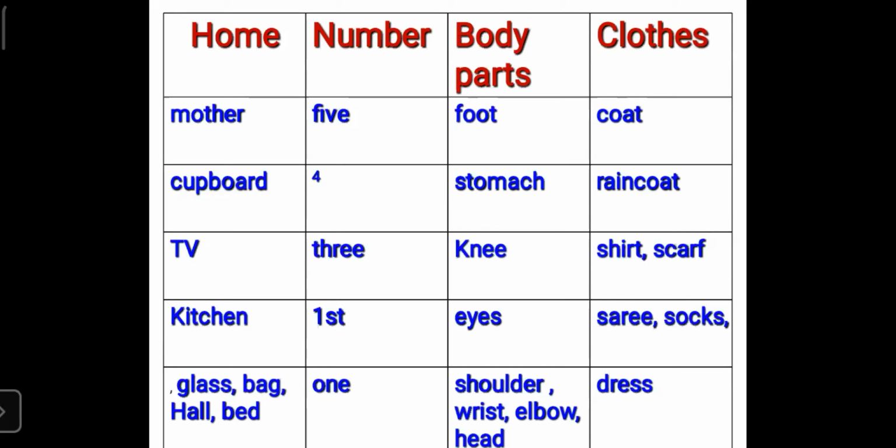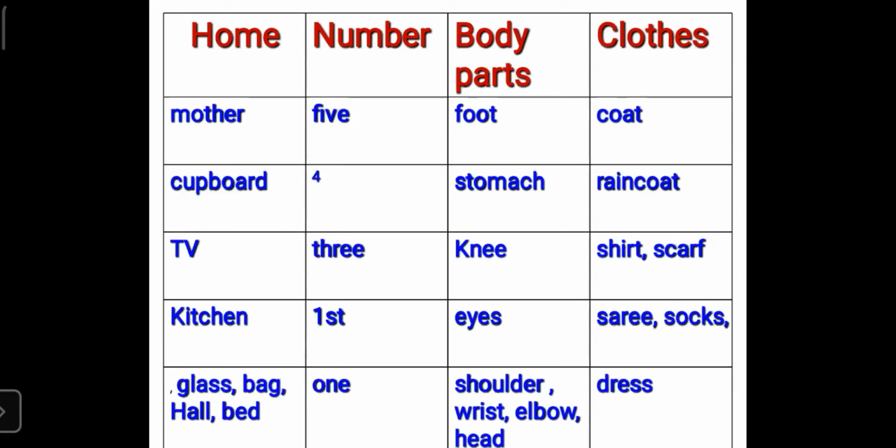See, the next column is for body parts. What will you write in this circle, children? The words that are related to the names of your body parts will come in the body parts circle. I will read the different words. Foot, stomach, knee, eyes, shoulder, wrist, elbow, and head. All these are different parts of your body. So all this will come in the body parts circle.